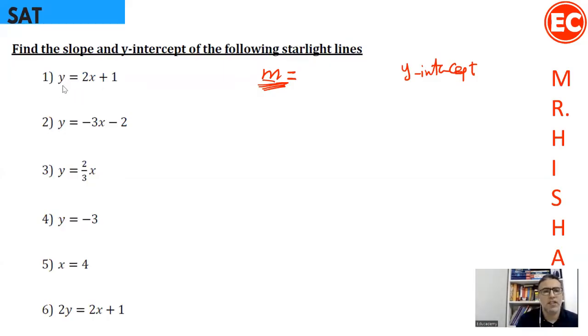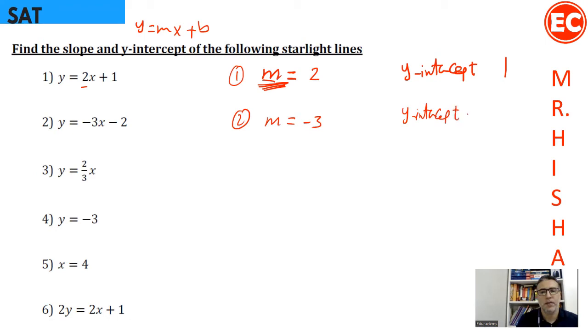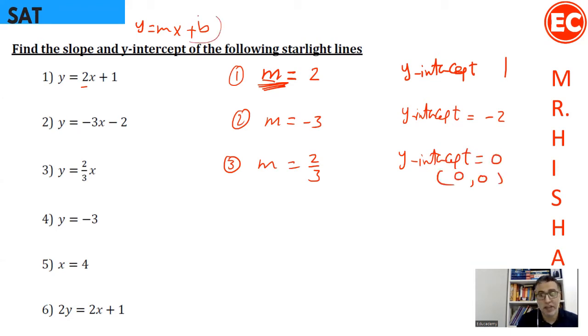For number 1, it's in the form of y is equal mx plus b. So the slope is equal to 2. The y-intercept is 1. For number 2, the slope is negative 3. The y-intercept is equal to negative 2. For number 3, the slope is 2 over 3, and the y-intercept is 0. It means that this straight line passes through the point 0, 0. So if I don't have b, it means that this straight line passes through the origin.